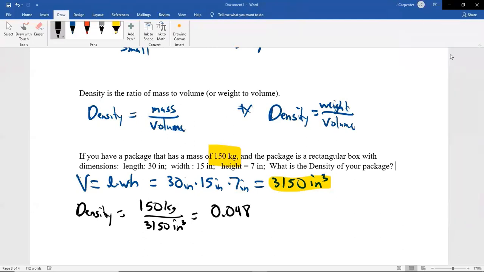Remember, your homework always tells you how to round. I'm just doing this on the fly. So that's 0.048 kilograms per cubic inch. You could write it that way, or you can write the word per in there.